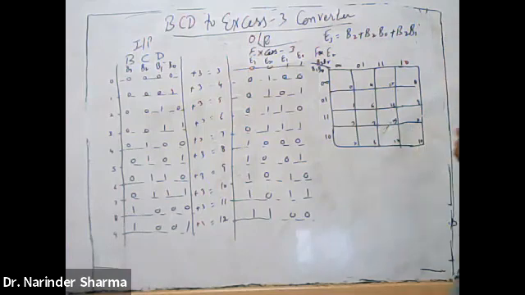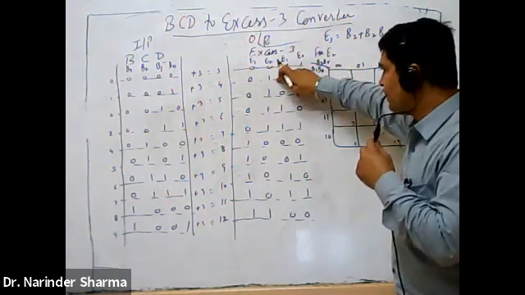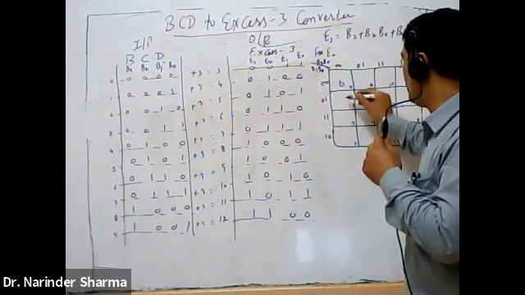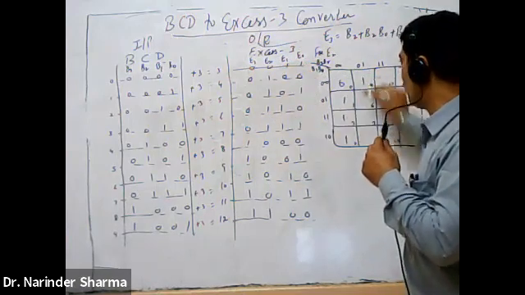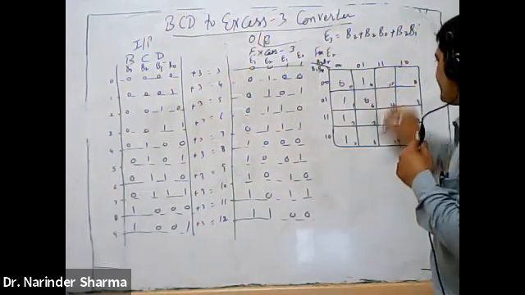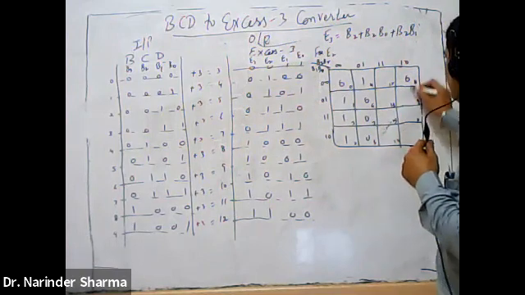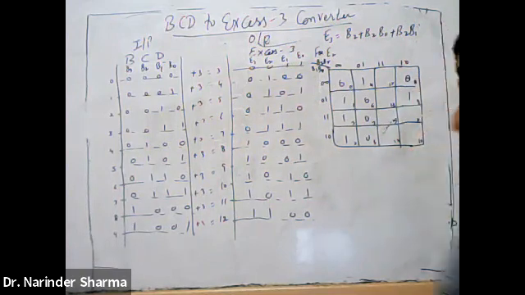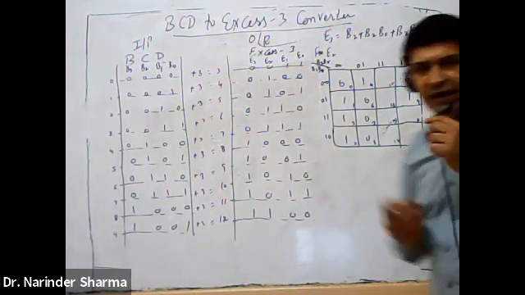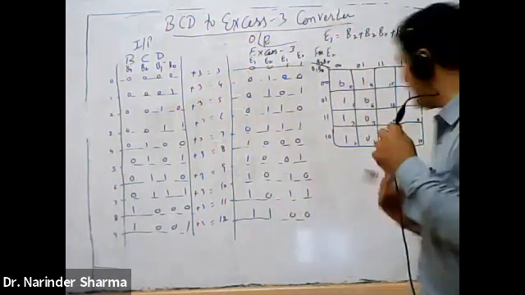Now for E2, 0 is 0, 1 2 3 4 is 1, 5 to 8 is 0, 9 is 1. So again, unused states are 10 to 15. Mark these as don't care.